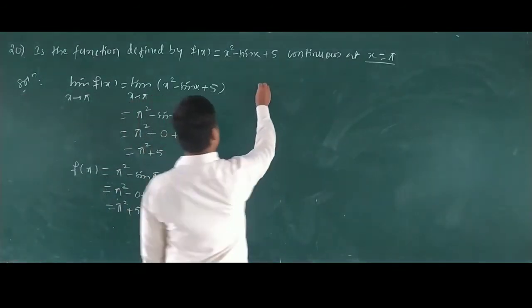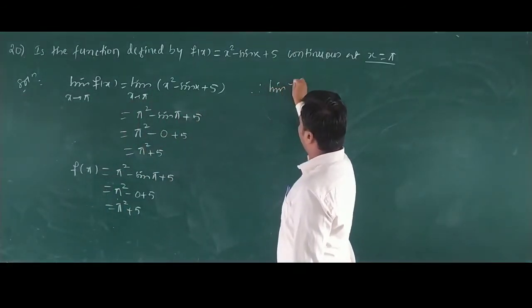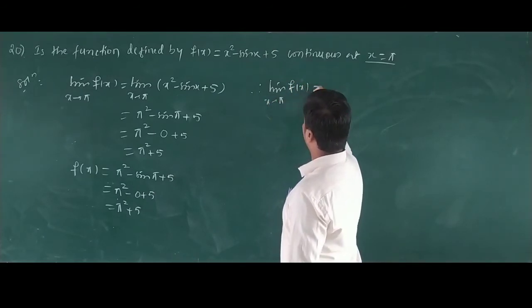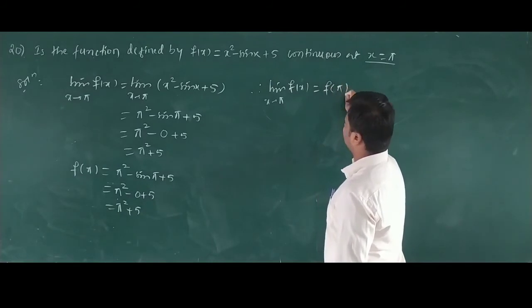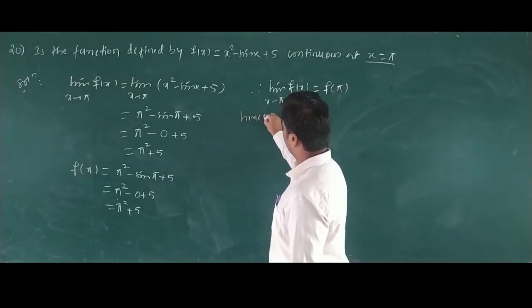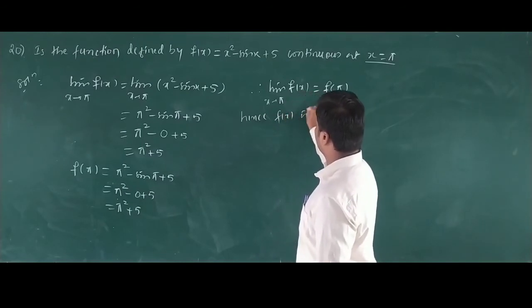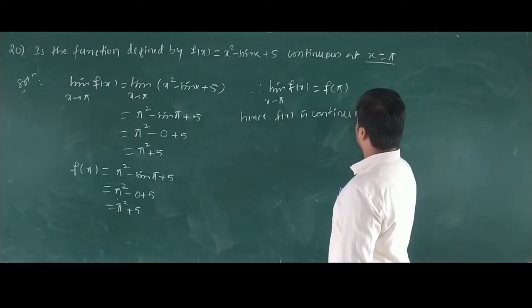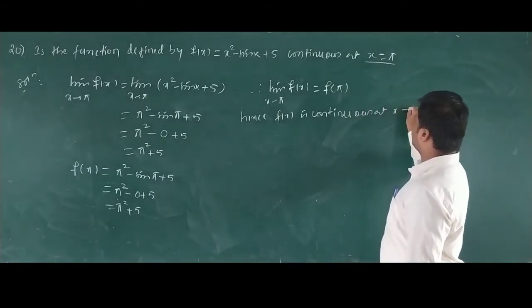Therefore limit of f of x as x tends to pi equals the value of the function at x equal to pi. Hence f of x is continuous at x equal to pi.